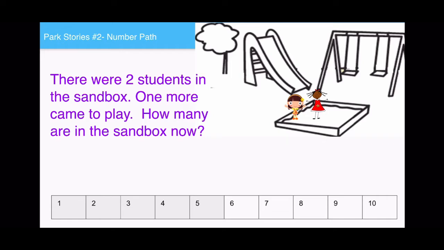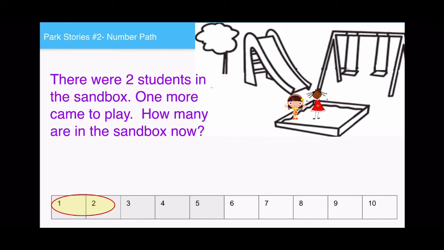It says there was 2 students in the sandbox. So how many counters should you put down? That's right, you should put 2 counters down, and I'm going to circle on my number path number 1 and 2. The reason I'm going to circle them together is to show that they were together in the sandbox, so we know 2 is the number.